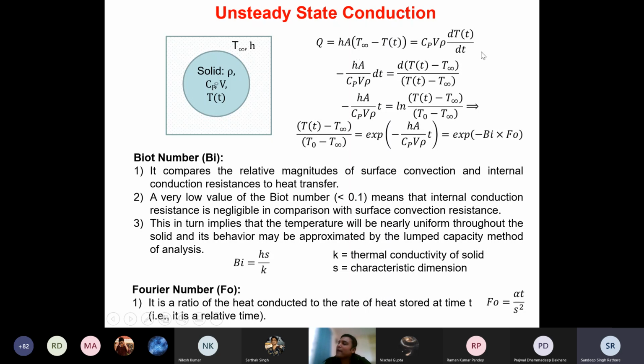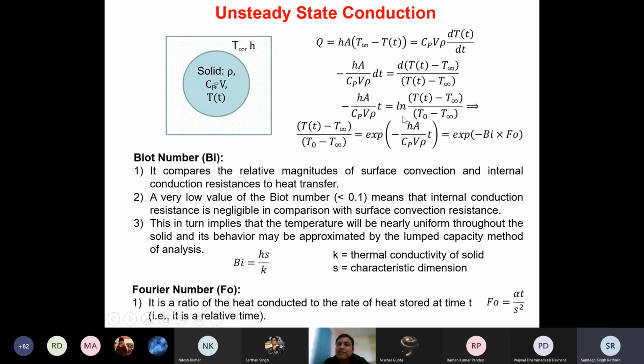Okay. So now, as I said, this equation is valid with the assumption that this entire body is a single unit and the temperature is uniform throughout the body. Only then can we write down this equation. That means this entire balance equation is subject to the assumption that the internal resistance of the solid is negligible. With this assumption, this is the balance equation.